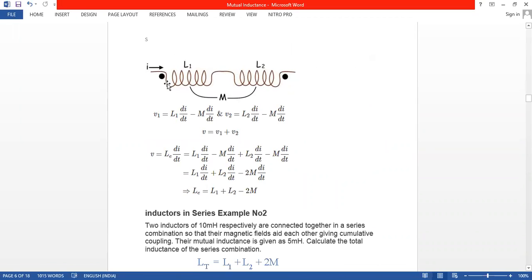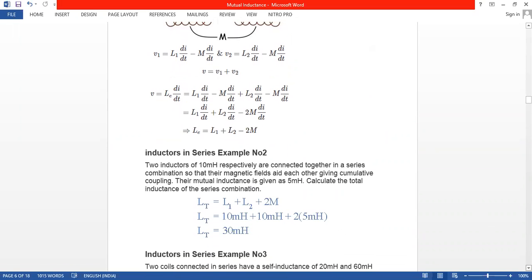Total inductance. Entering and leaving, sir. So what is the expression? Entering is L1 plus L2 plus 2M, and leaving is L1 plus L2 minus 2M. Yes or no? Plus or minus 2M. Now come to the problem. They will give you problems like this.